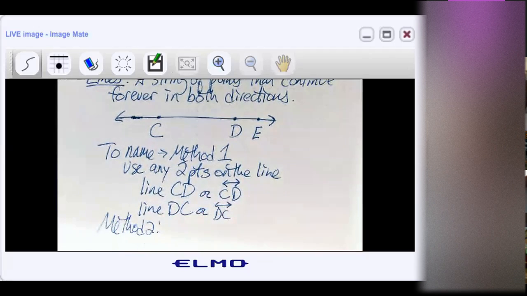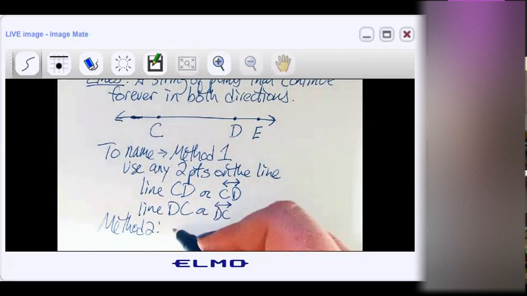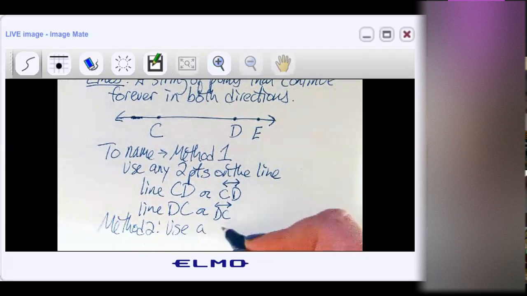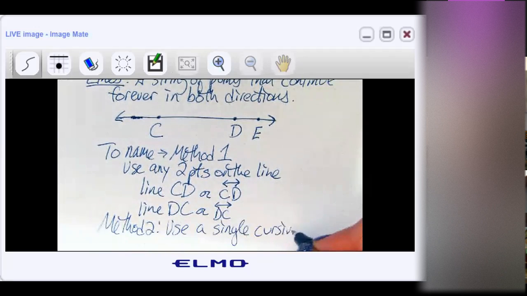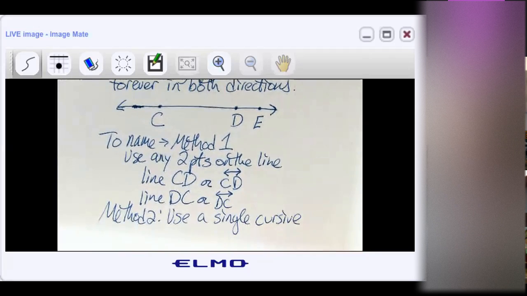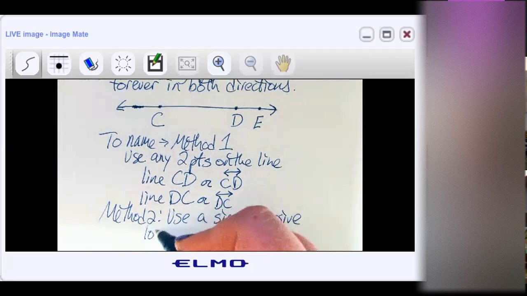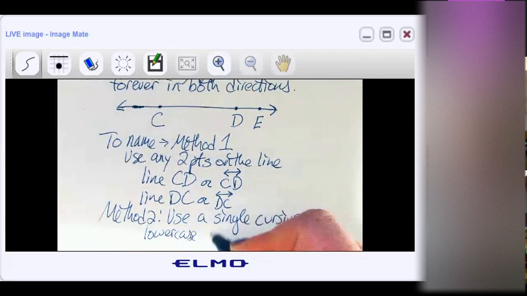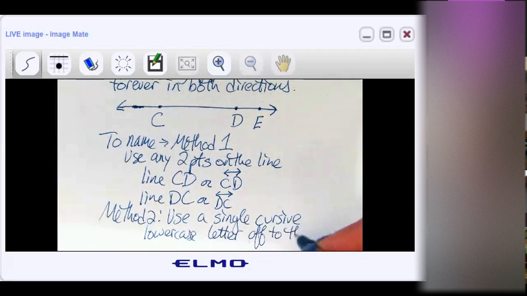So your second method, method 2, this one uses just a single letter, but this is kind of weird. I'll write it out and then I'll show you what I mean. You're going to use a single cursive letter. Don't get too hung up on it. Sometimes it's hard to designate a cursive letter from a non-cursive. But anyway, use a single cursive lowercase letter off to the side of the line.